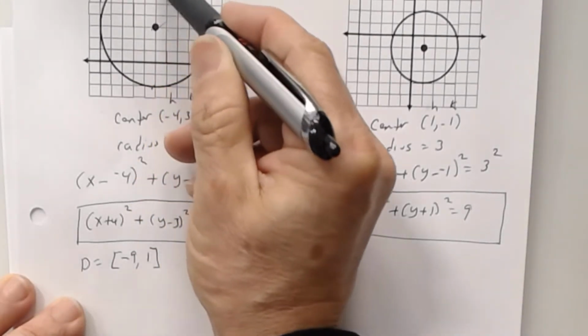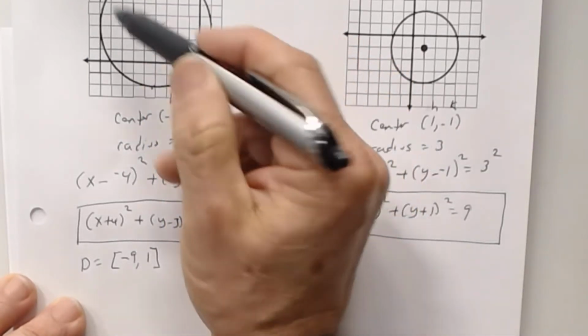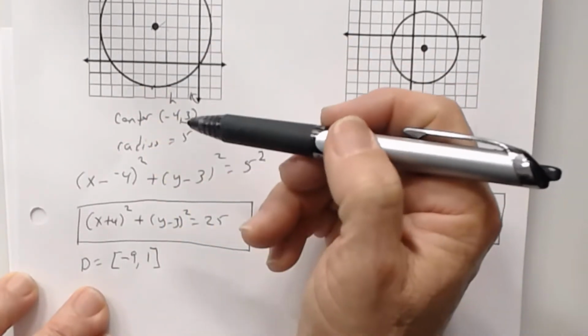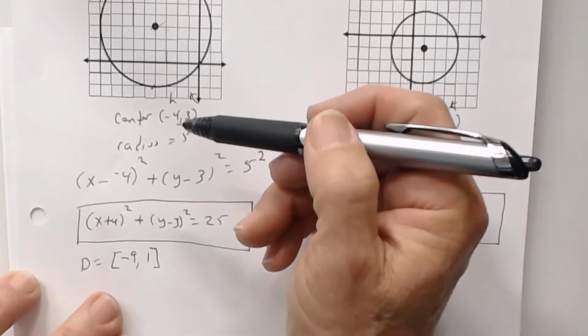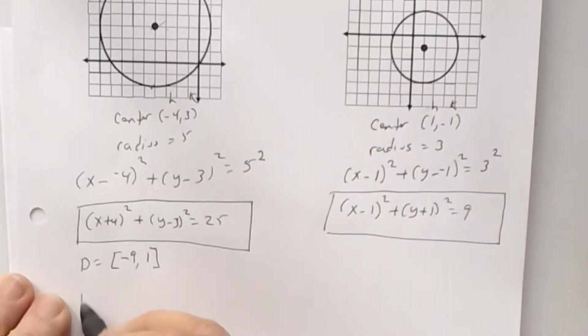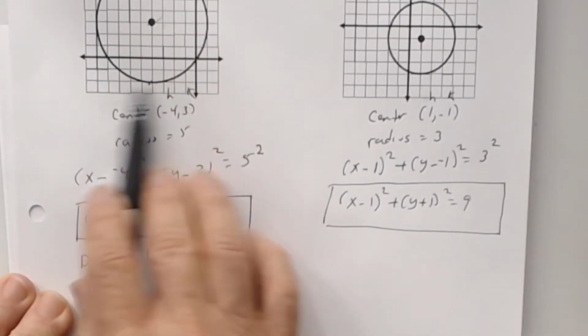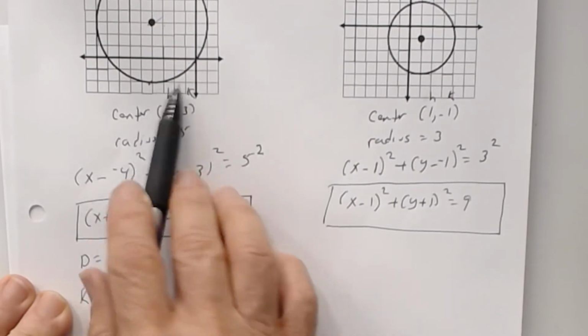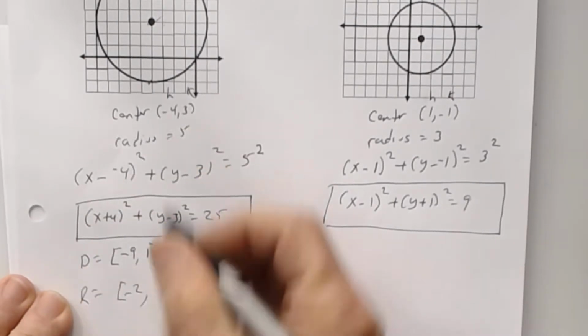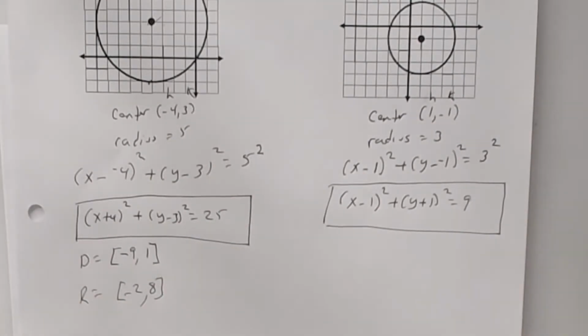That means if you look at any point on this circle, the x coordinate of any of those points will lie between what two numbers? -9 and 1. It won't be any other value. The same thing for the range, the y values. The y values go from the bottom up. What's the smallest y value? -2, comma, all the way to 8. All right, so that's the idea with domain and range. Now let's go back to this one.